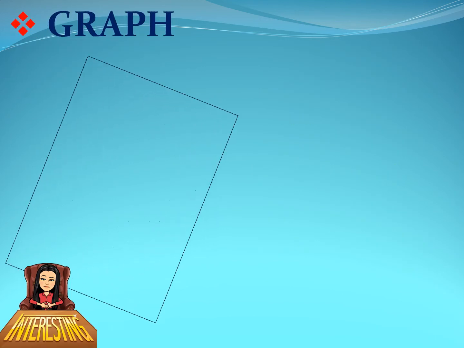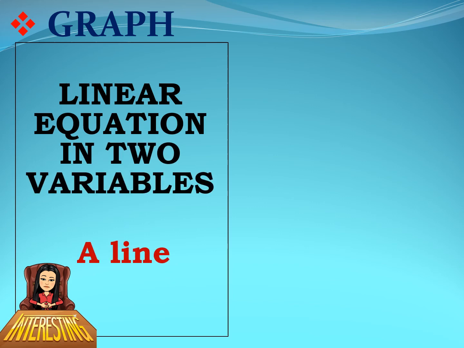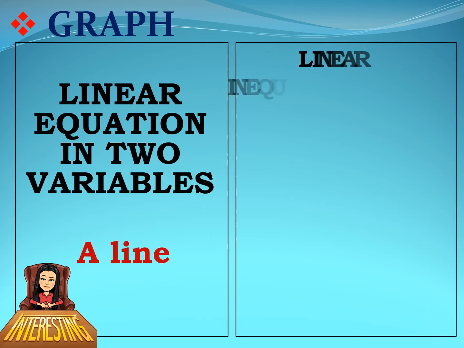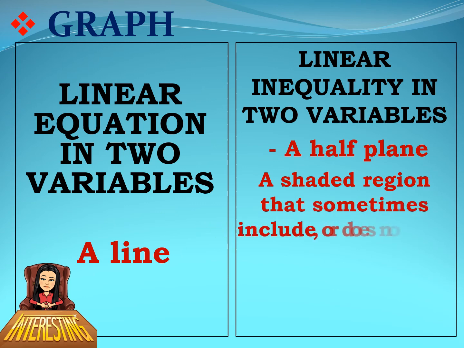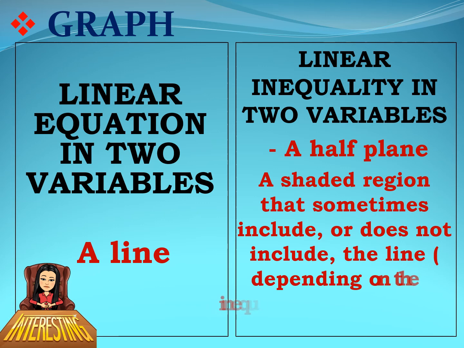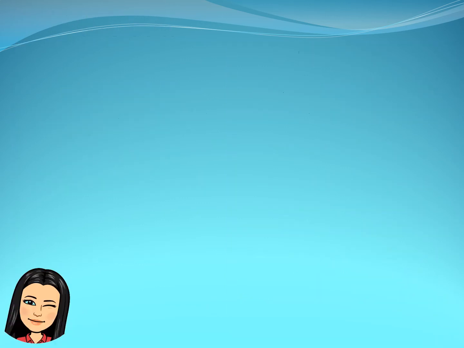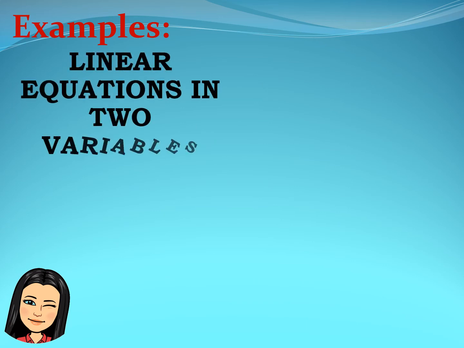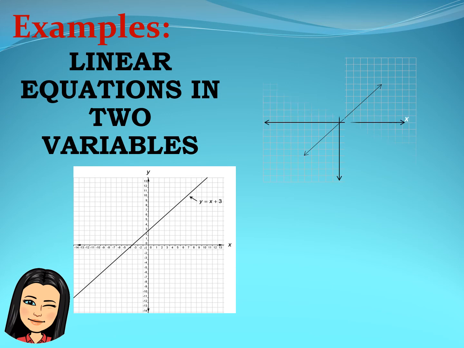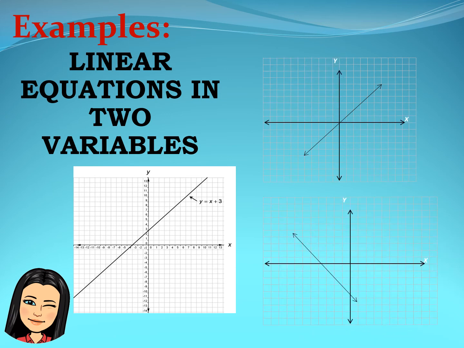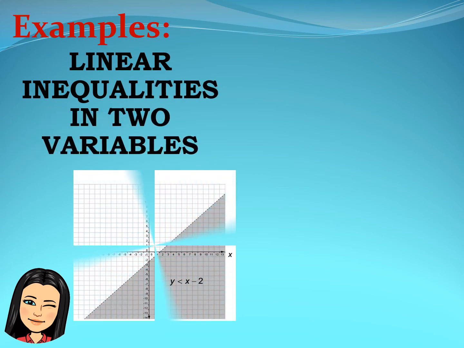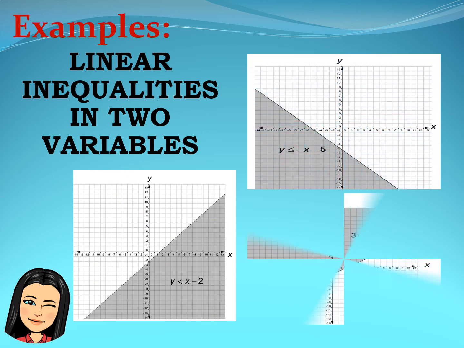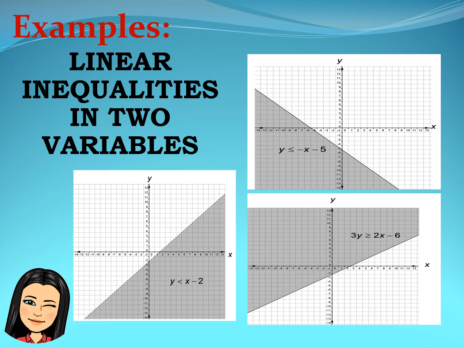In terms of graph, a linear equation in two variables shows a line, while a linear inequality in two variables has a half plane, a shaded region that sometimes includes or does not include the line. So it depends on the inequality symbol. So examples. For a linear equation in two variables, its graph shows a line. For linear inequalities in two variables, its graph shows a half plane.